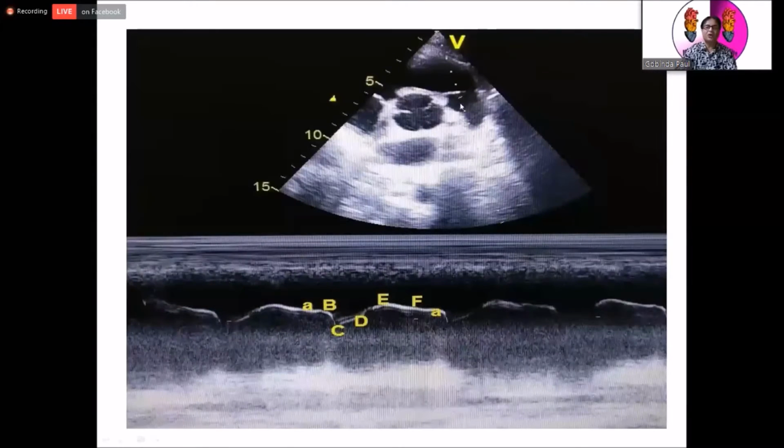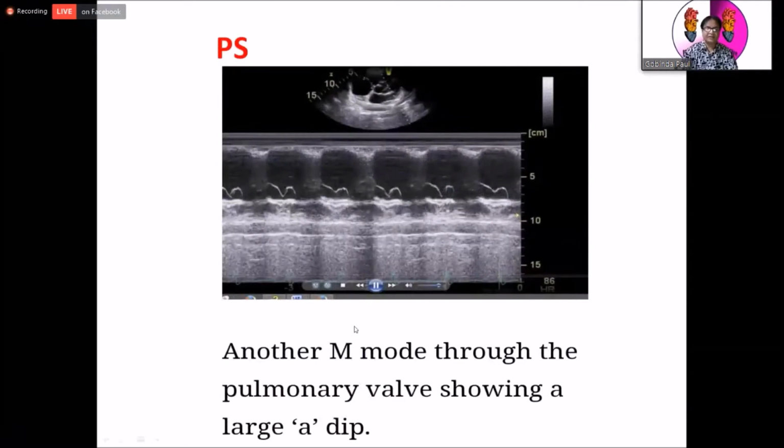Here also a normal pulmonary valve M-mode image. There are the A, B, C, D, E, F points, etc. Here the pulmonary valve is showing a large A dip due to pulmonary stenosis.